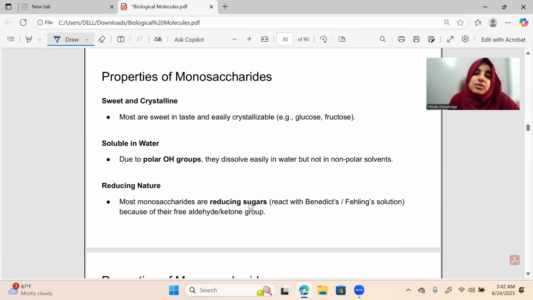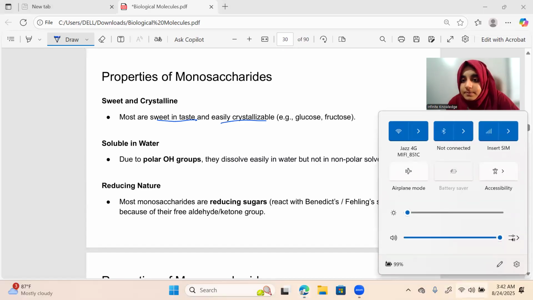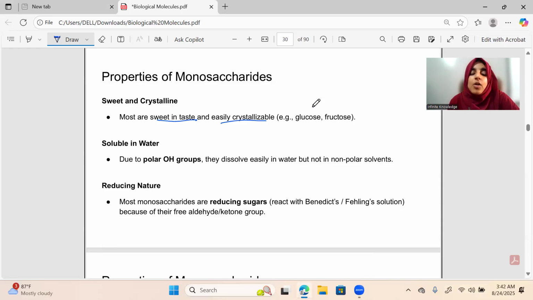Now, the properties of monosaccharides, the first one which we have already studied, that monosaccharides are sweet in taste. These are very easily crystallizable, for example, in glucose and fructose. And these are soluble in water.